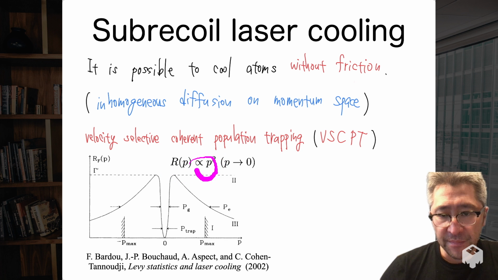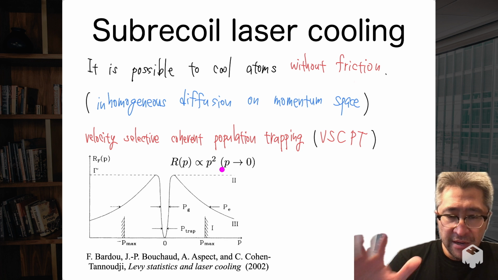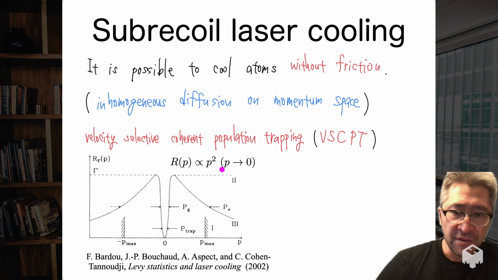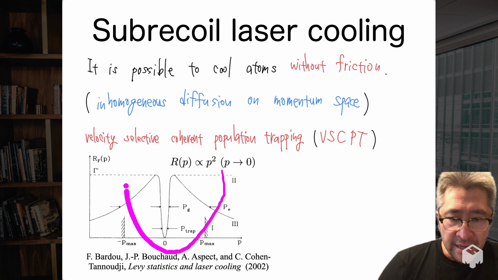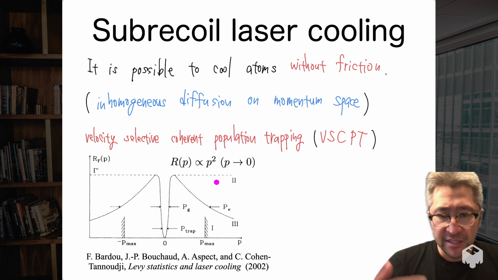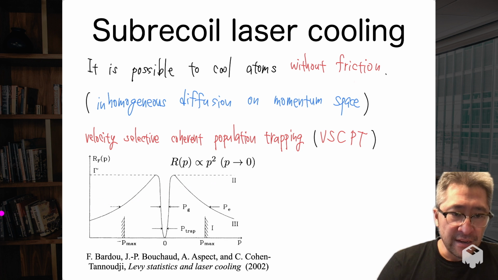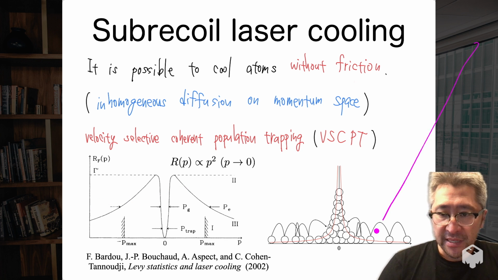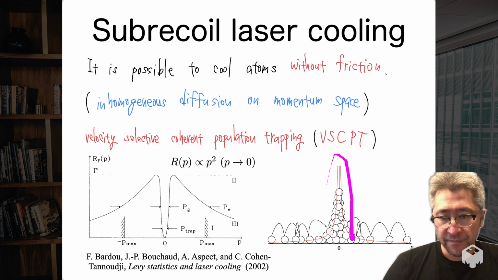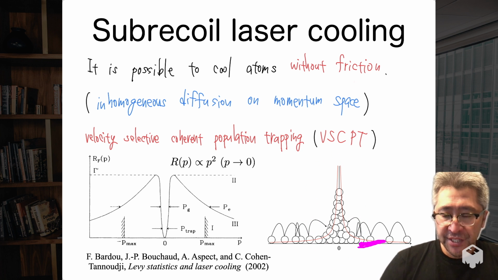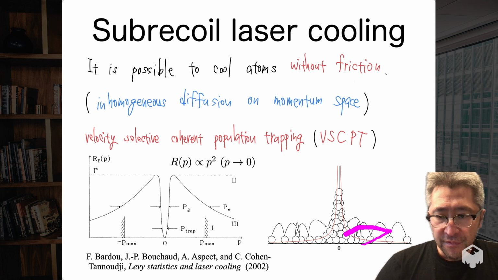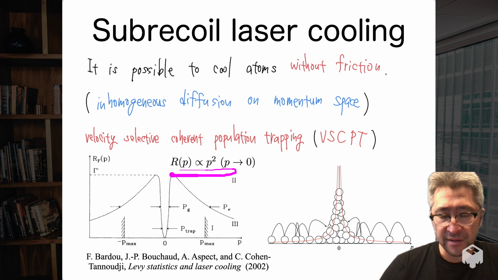In this case, it is proportional to p squared. This inhomogeneity is very important to cool atoms, because here there is no bias, I mean no friction, but the momentum of the atom goes to 0 like this. Each step is just a non-biased random walk, but the residence time in this state, the rate, depends on p.